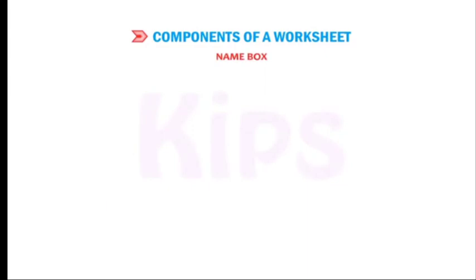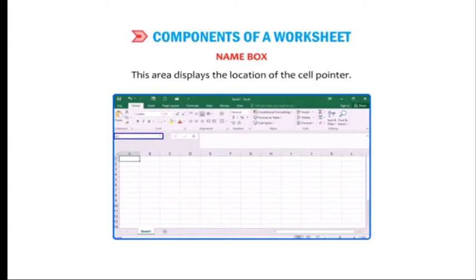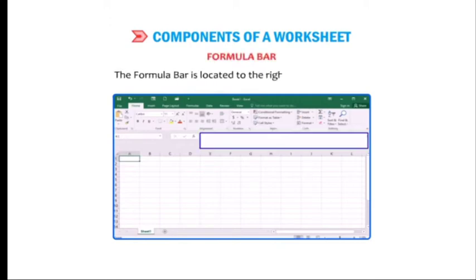Name box. The name box is located just above the column heading on the left side of the window. This area displays the location of the cell pointer. Formula bar. The formula bar is located to the right of the name box. This bar shows the characters and formulas that you enter in an active cell.